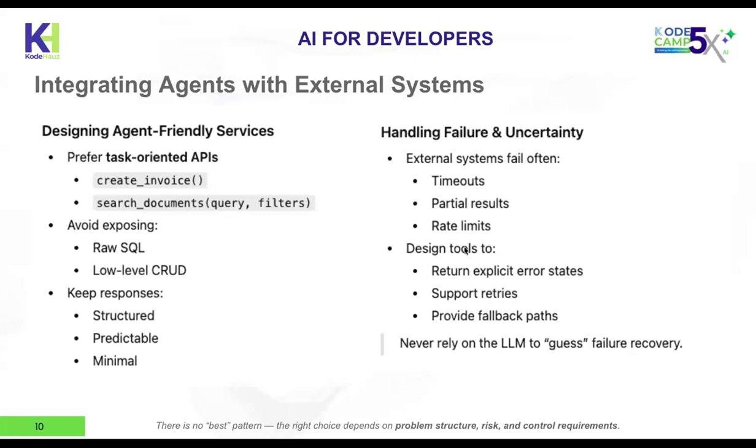So, design tools to return explicit error states. Yes, your tool should return explicit error states. Your tool should support retries, and there should be alternate fallback paths. So it's not a good idea to let the LLM be the one to guess how to recover from a failure or whether it was even a failure or what the failure was, right? All of that information should be provided. Even when you want the LLM to reason about it and decide how to respond to the failure, you need to give it sufficient information about the failure.